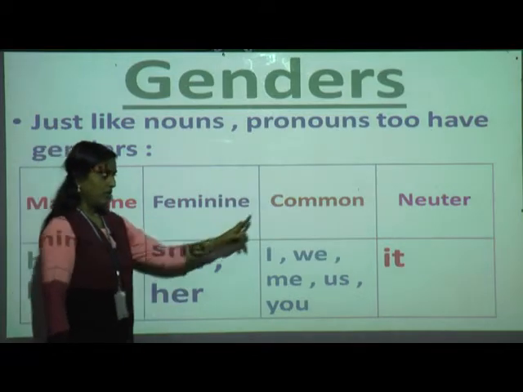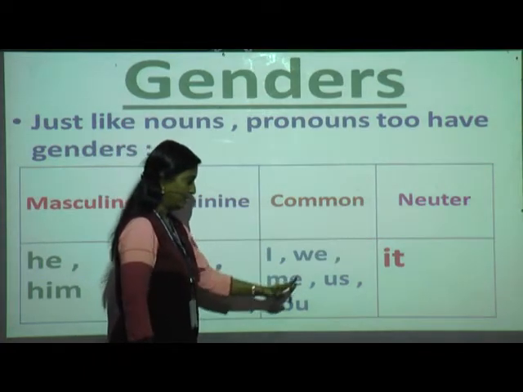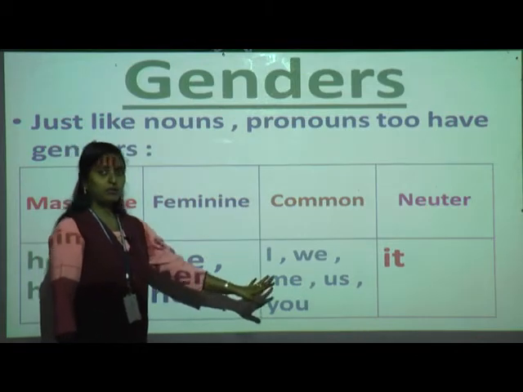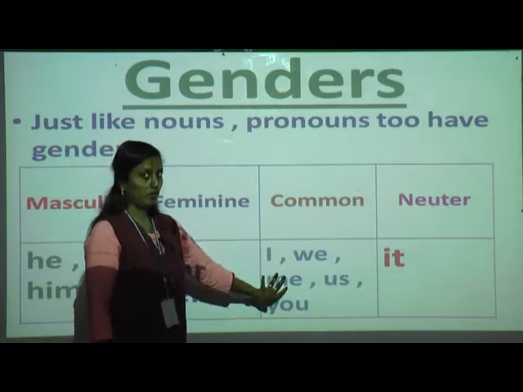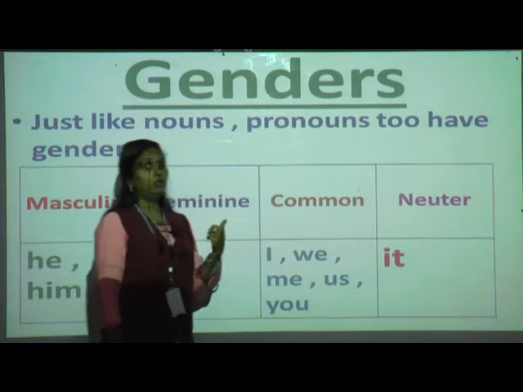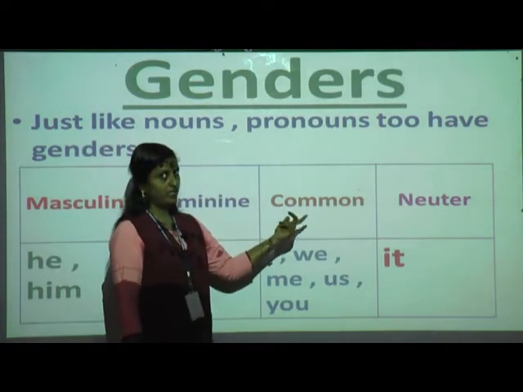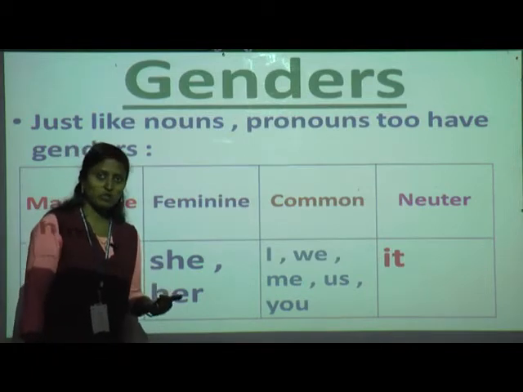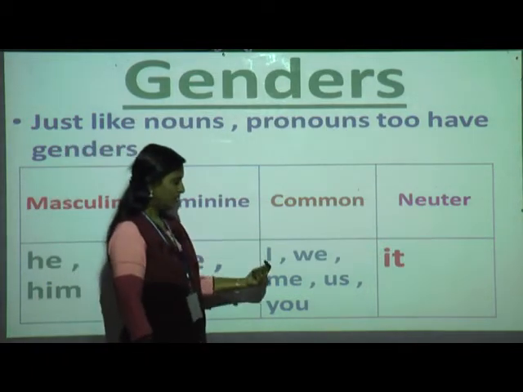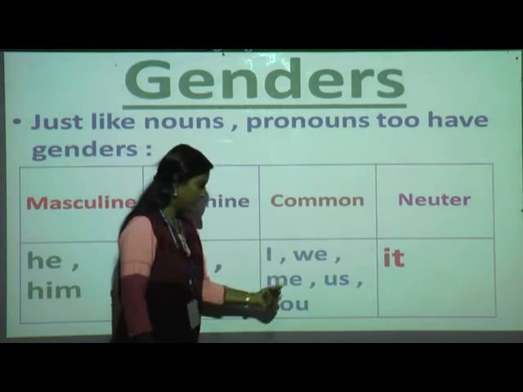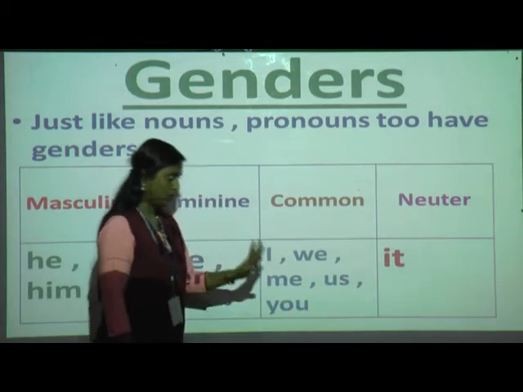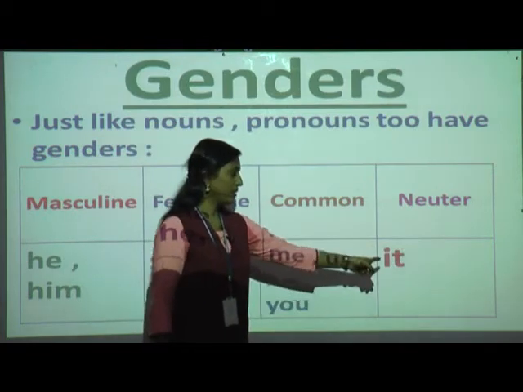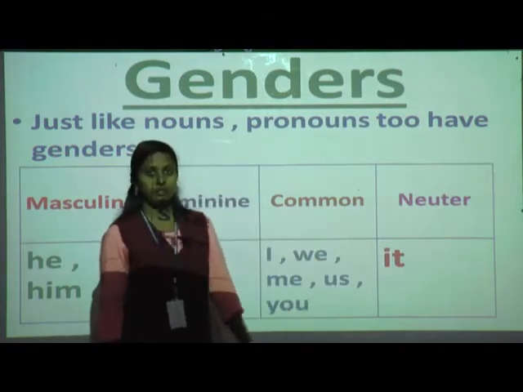Common: I, we, me, us, you. Here there is nothing, we can include masculine also, feminine also. For example, I have taught you in gender, what comes under common? Yes, doctor, students, yes or no? We can't make out whether it is masculine or feminine. So as it is common, we are going to use I, we, me, us, you. And neuter represents the non-living things. So we are going to use the pronoun it.